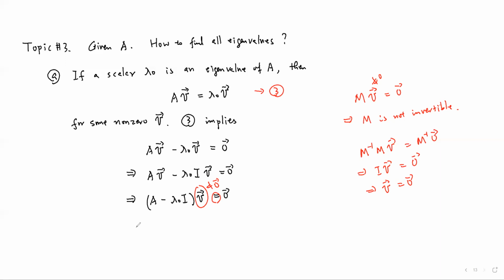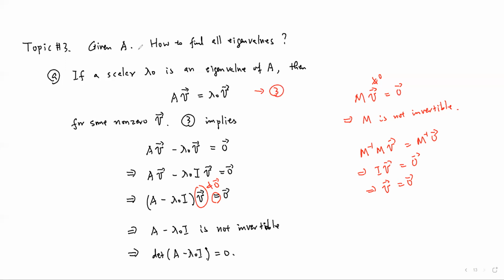So therefore, we have this equation. Therefore, A minus lambda 0 I is not invertible. A matrix is not invertible. Determinant is 0. Determinant determines whether a matrix is invertible.